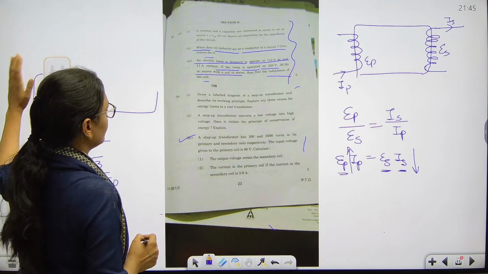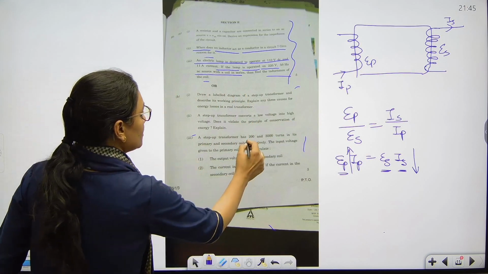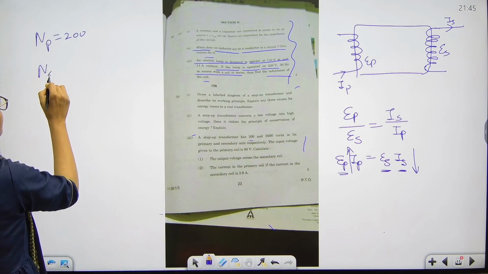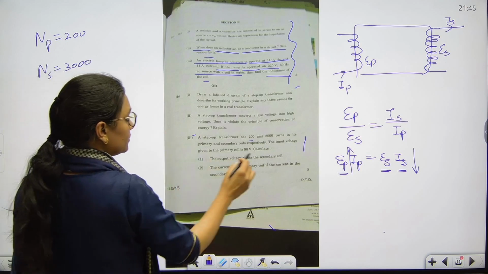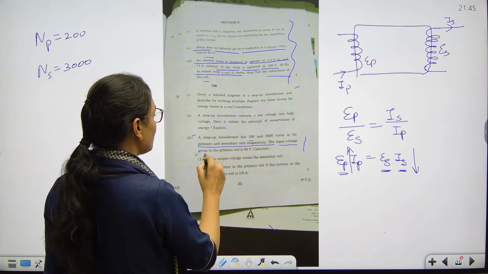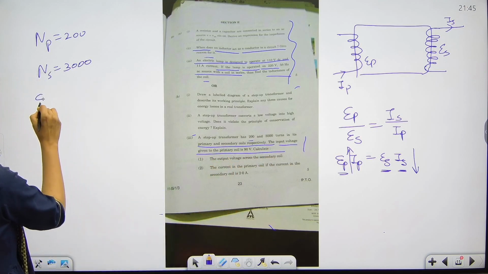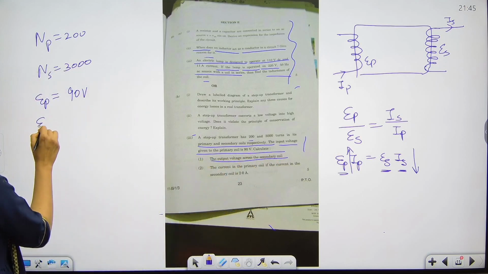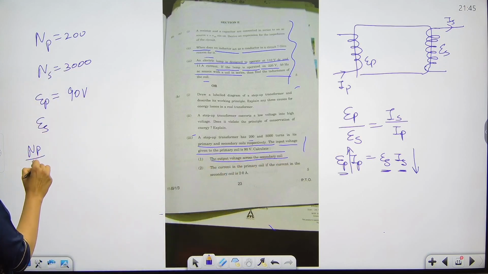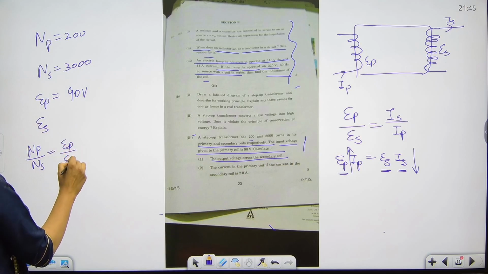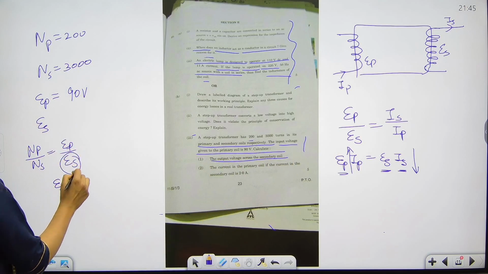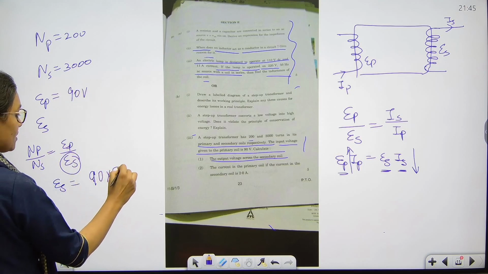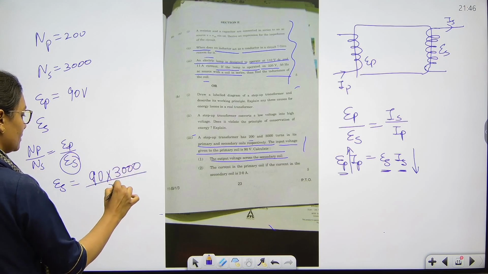Third one: step-up transformer, 200 and 3000 turns. So primary turns 200, secondary turns 3000. The input voltage given to the primary coil, input voltage means primary voltage, is 90 volts. Then we have to find the output voltage, ES. Can you apply the formula? NP upon NS is equal to EP upon ES. Calculate the ES value as EP, that is 90, into NS, that is 3000, divided by 200.